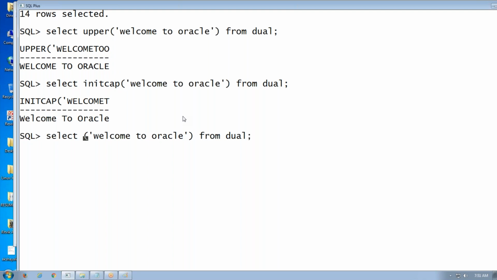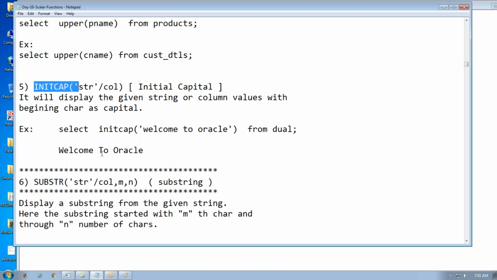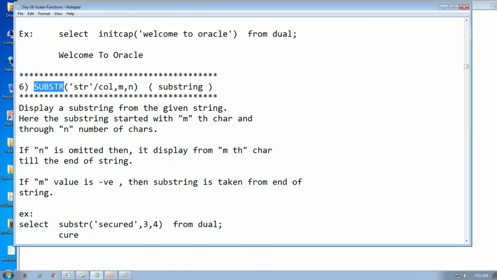How can I take part? Some part you are taking from the given string. How can I take part? We can take part of the string by using substr. It is called a substring, one of the most important functions. What is a substring? It will display a substring from the given string, either from the beginning of the string, or from the end of the string, or from the middle of the string.